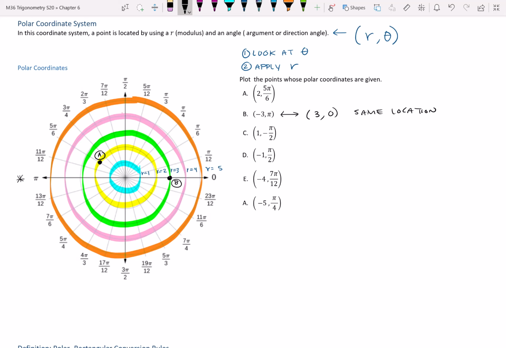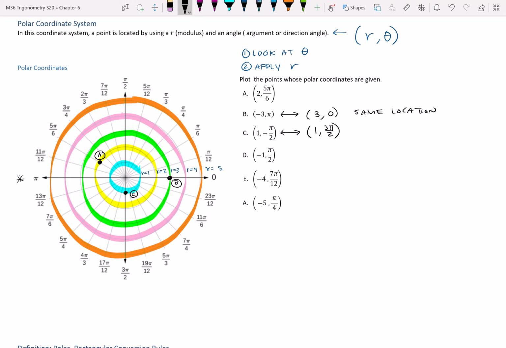Okay, so the next one, we have -pi over 2. I know I have them here as positive, but if we go clockwise, we'll get the negative. So -pi over 2 is the same thing as 3 pi over 2. And then my R is 1. And so I'm going to be on the blue circle here, and that's going to be C. Another way of finding that location is also by saying 1 comma 3 pi over 2. Again, just letting you know there are different ways.